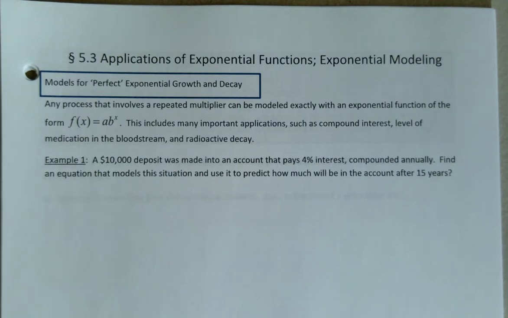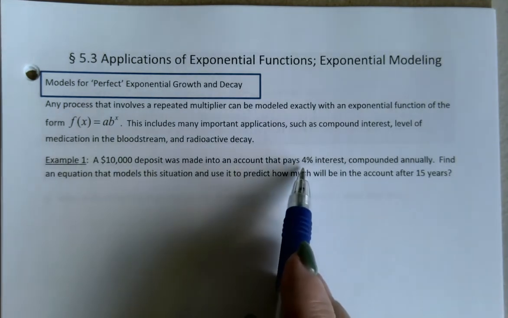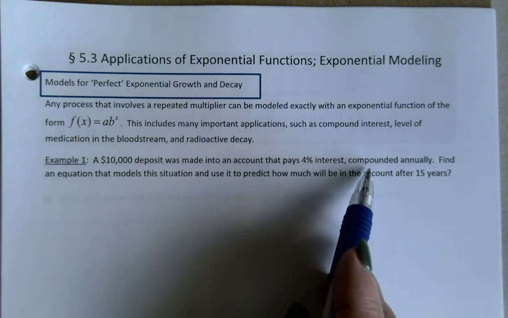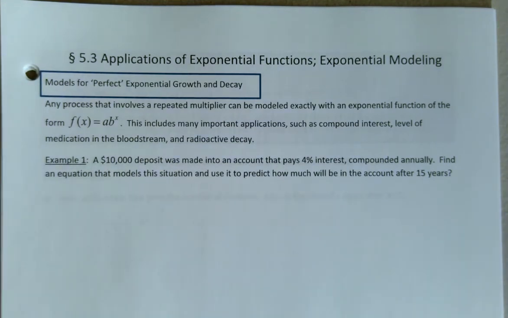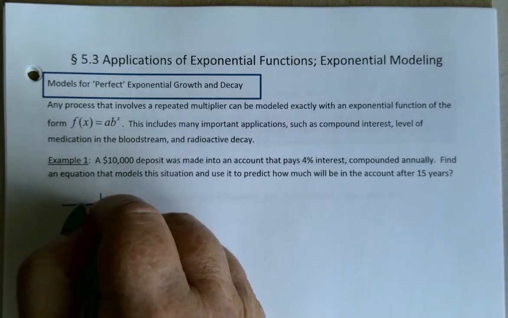So let's take a look at our first example. We have a $10,000 deposit made into an account that pays 4% interest compounded annually, which just means they add the interest once every year. Find an equation that models that situation, and then use it to predict how much we'll have in the account after 15 years.